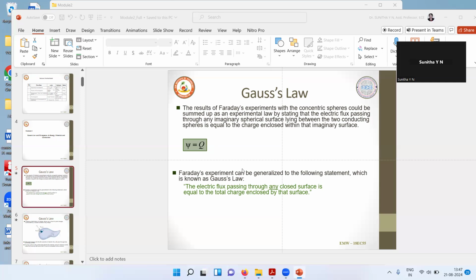Now we are going to give the Gauss statement based on Faraday's experimental law, that says that the electric flux passing through any closed surface is equal to the total charge enclosed by that surface. I repeat the Gauss law here. If you are having any closed surface which is enclosing an amount of charge Q, then the flux lines which leave the surface will be equal to that. That is the Gauss law we have here. The statement is also given here. So this is about the Gauss law.